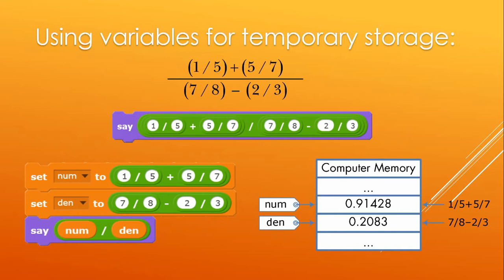We'll put the denominator of 7/8 minus 2/3 into the denominator. And then we'll say the numerator divided by the denominator. In this way it's easier to read the code. You don't have to try and work out where all the brackets are and so forth.